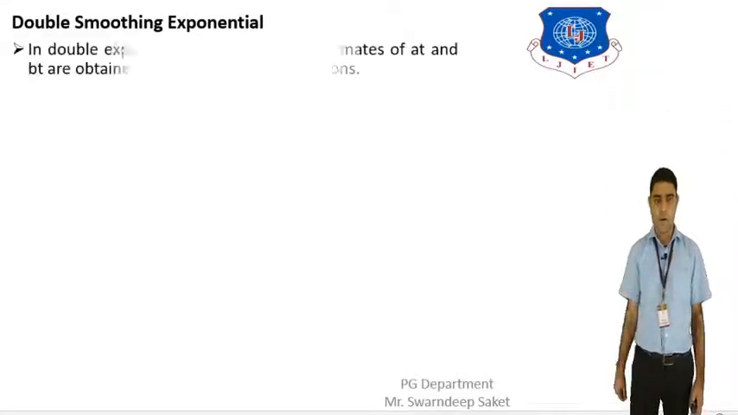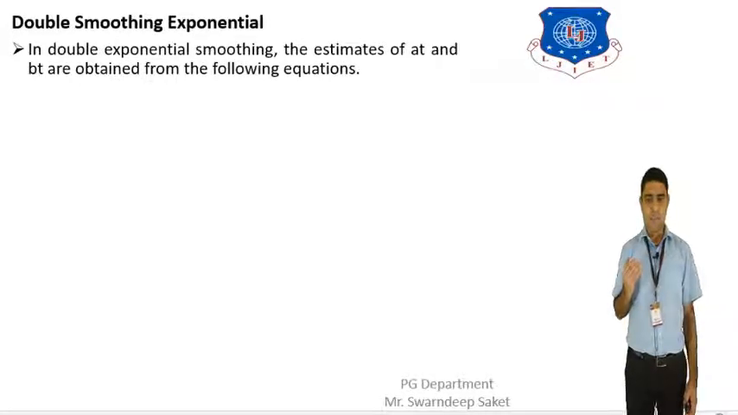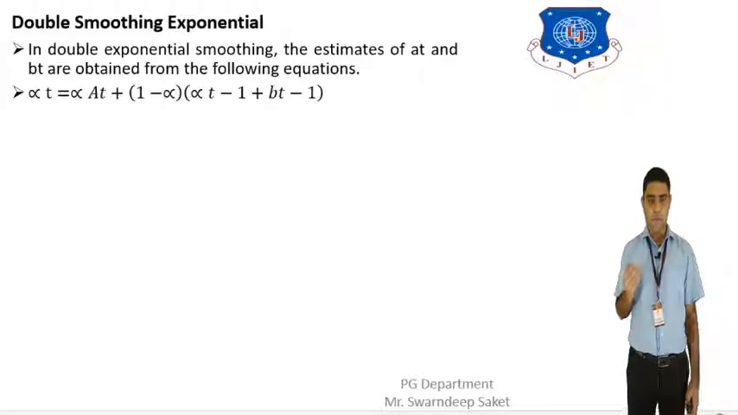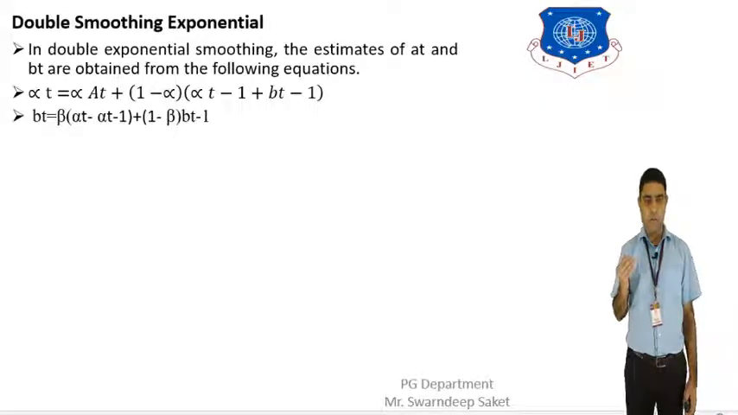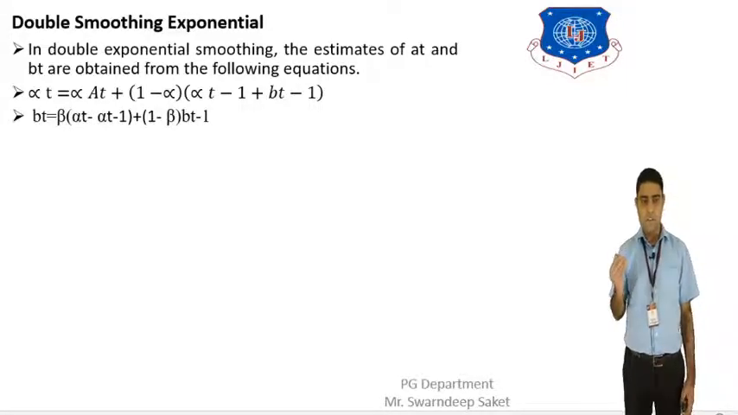In double exponential smoothing, we have to calculate the At and Bt values from the equations. The equation is At = alpha × Yt + (1 − alpha) × (At−1 + Bt−1). The equation for Bt is Bt = beta × (At − At−1) + (1 − beta) × Bt−1. So these are the equations for calculating the At and Bt values in the double exponential smoothing method.